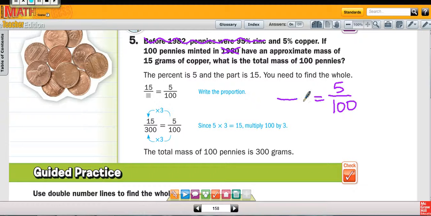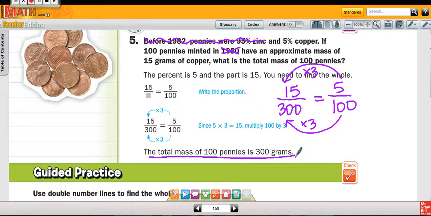What's the other piece of information that we were given that's important for the copper? That is 15 grams. Is that part or whole? That's part of the penny, right? So 15 grams. How do I get from 5 to 15? Times 3. So 100 times 3 would tell me 300. So we would say the total mass of 100 pennies is 300 grams.